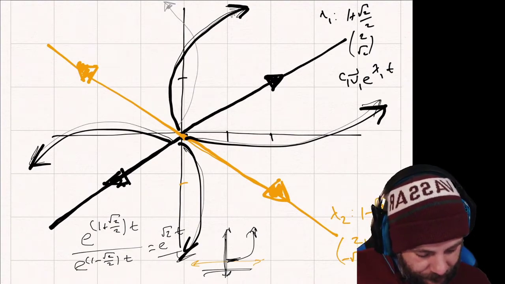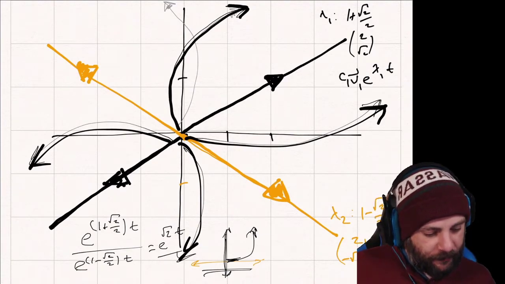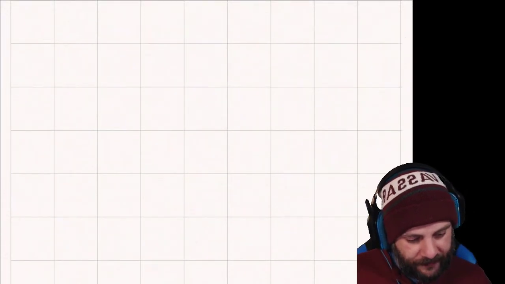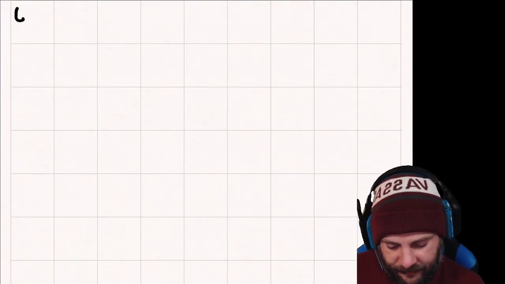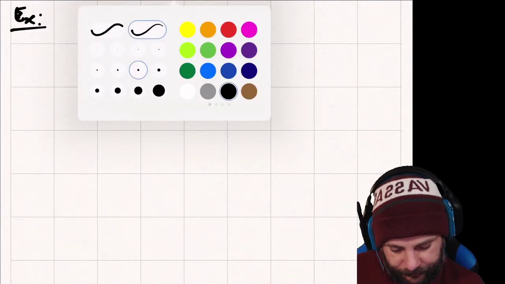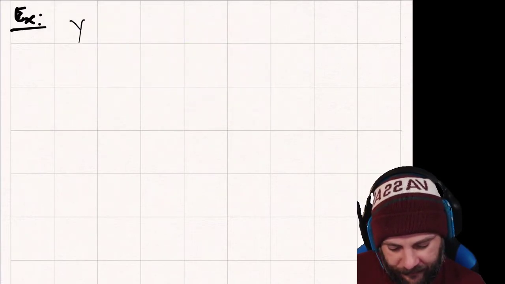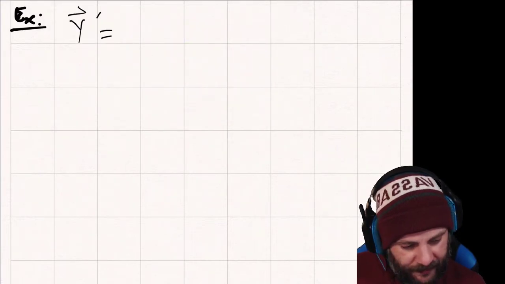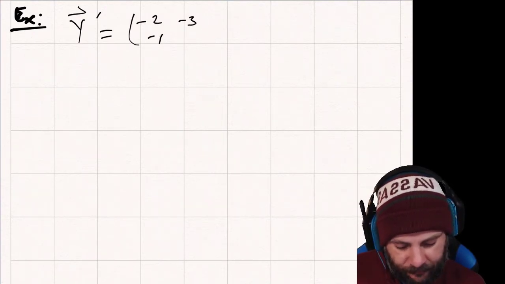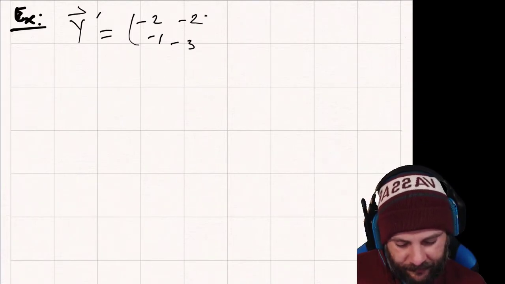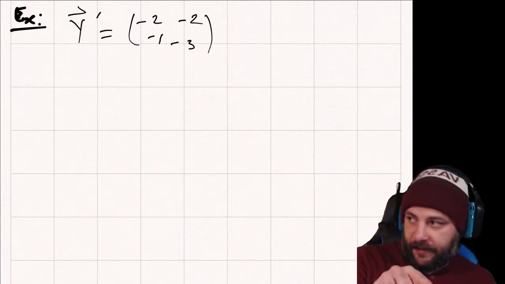Okay? Cool. Let's do another example, and what I'm going to do here is skip ahead quite a bit. So here's example number 2. Whoa, that is a big chunky pan. I think I want that one. All right, and we're going to say we have the vector y prime is equivalent to the matrix -2, -2, -1, -3.